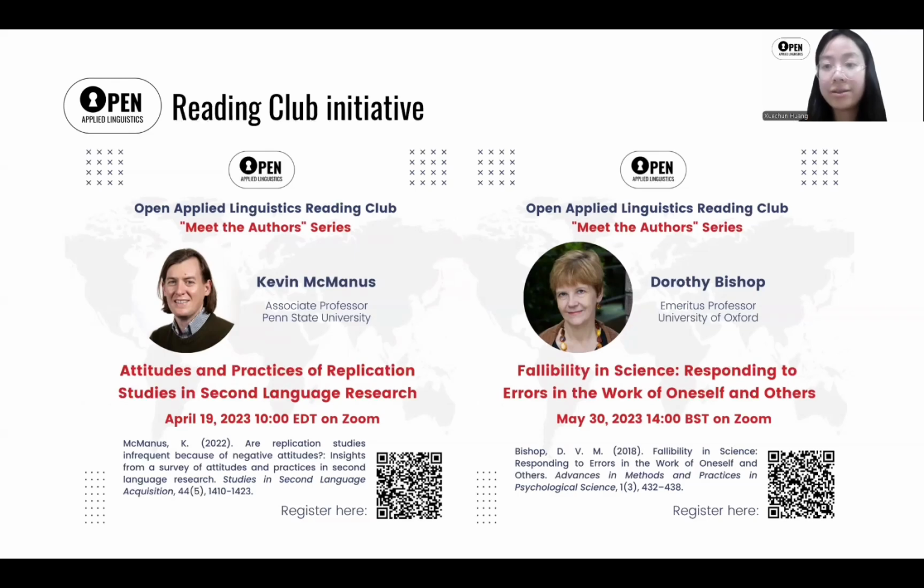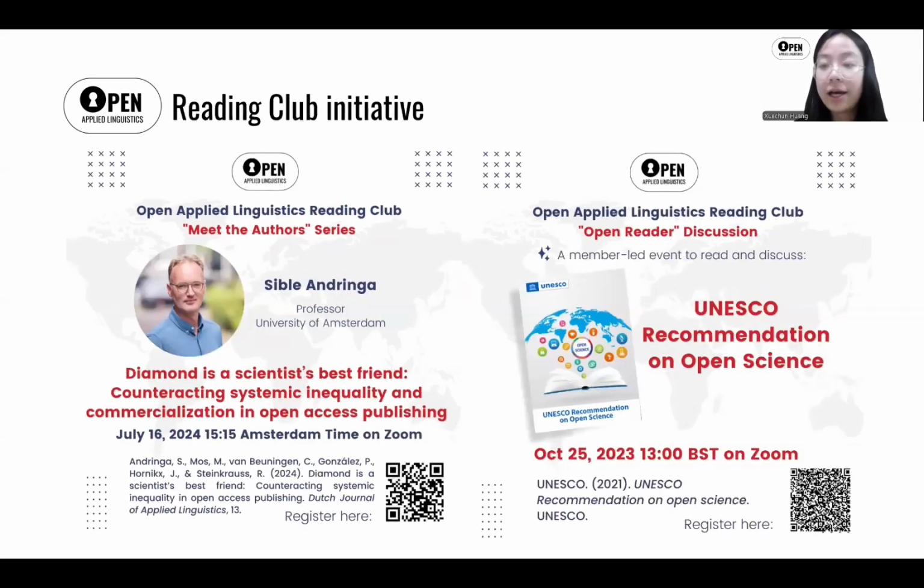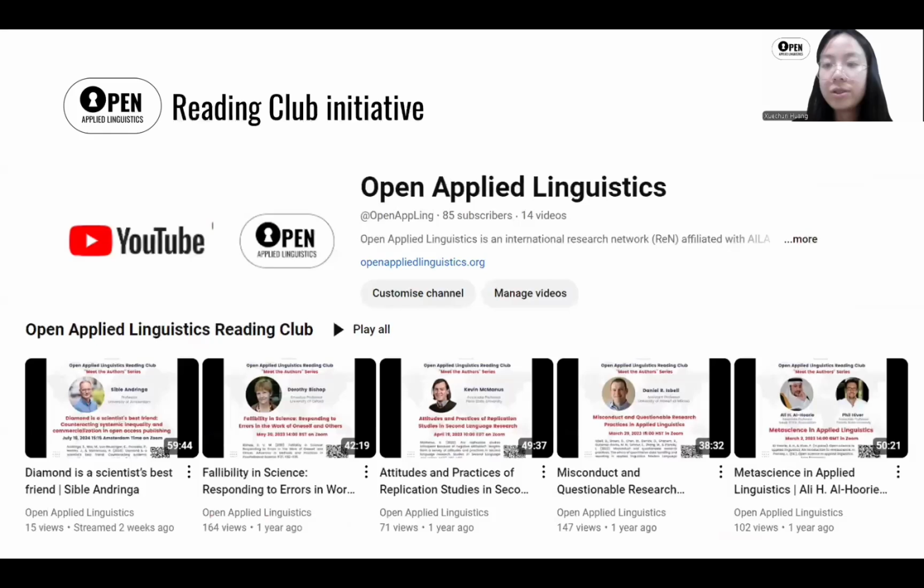of oneself and others. For this year's series, in July, we already held an event with Professor Sybil Andrina on diamond open access and counteracting systematic inequality and commercialization in open access publishing. We will hold more events on this theme in the upcoming months. As for our open reader discussion, we held one session on the UNESCO recommendation on open science. Most of our events were recorded, so please feel free to check them out on our YouTube channel. The name is Open Applied Linguistics. We look forward to welcoming you at our future events.